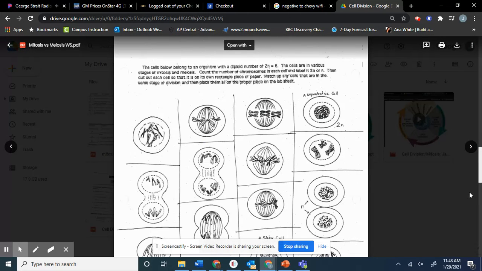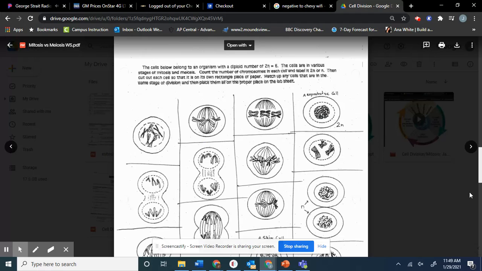The cells are in various stages of mitosis and meiosis, right? Count the number of chromosomes in each cell and label it 2n or n. Then you're going to cut out each of the cells so that each is on its own rectangular piece of paper, match up any cells that are in the same stage of division, and then place them all in the proper place in the lab sheet, okay?